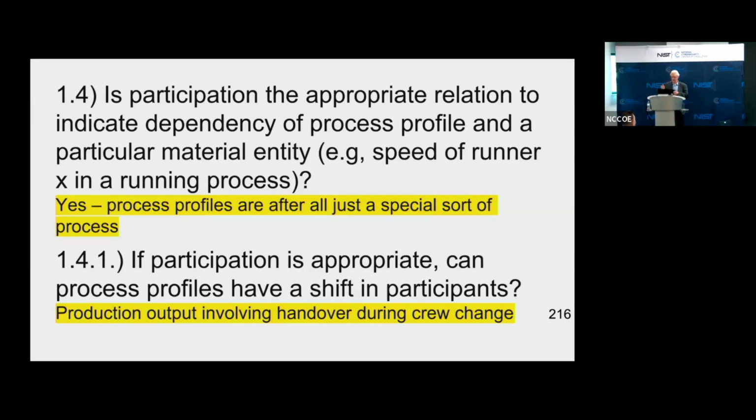And then there are issues like processes of handover. This is my example. Can a process profile be such that there is a shift in participants along the way? The example I came up with is when you have a factory, there is an output of that production which can be described using process profile terms. And now the crew changes from the morning to the afternoon. Can we then have the same process profile which has different participants at different times? I don't see why not, and this is an example where it seems that that would be the case.